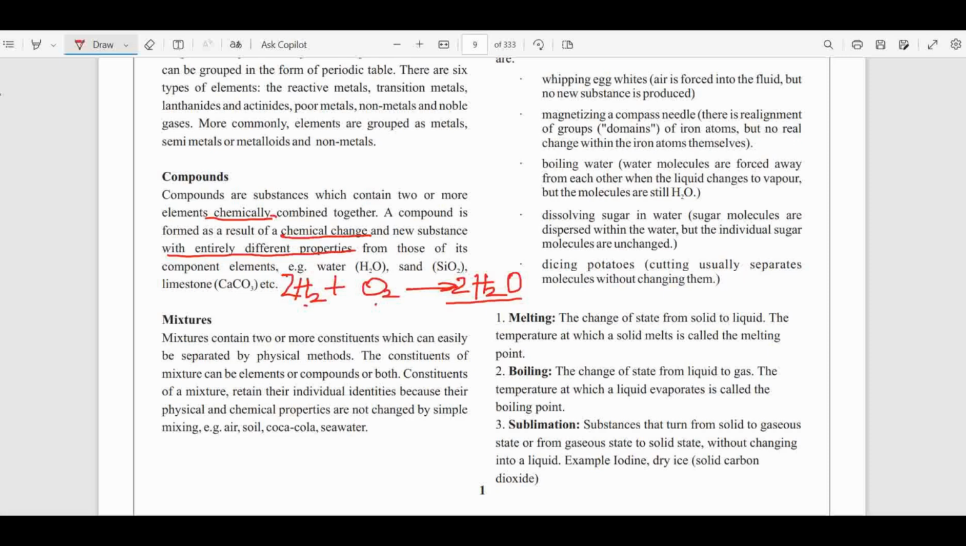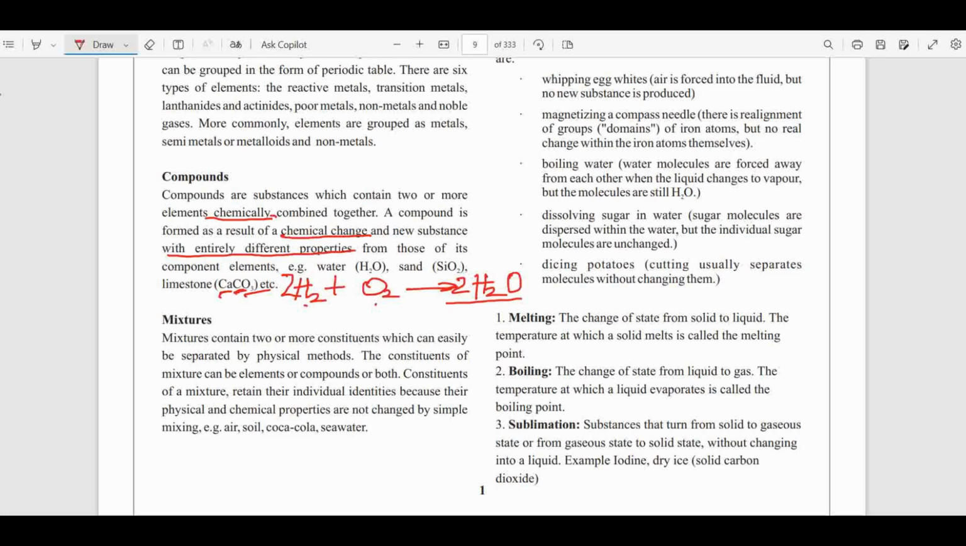The same applies to limestone, for example, where you have calcium, carbon, and oxygen. In limestone, there is a whole new property that is different from the individual properties of calcium, carbon, and oxygen.